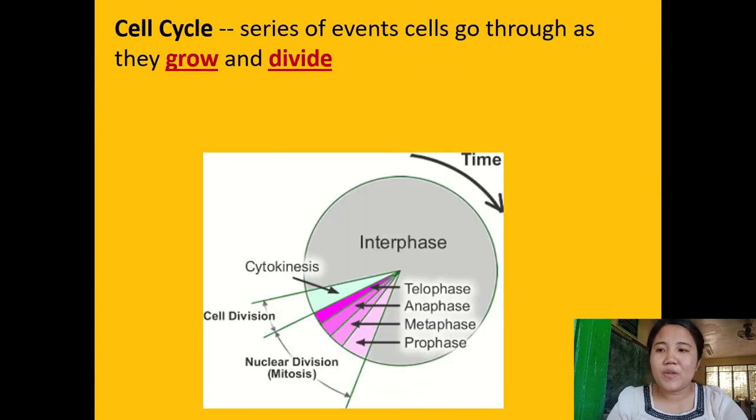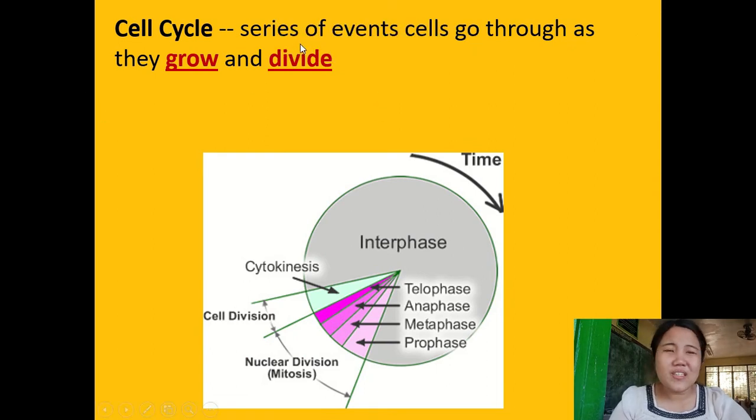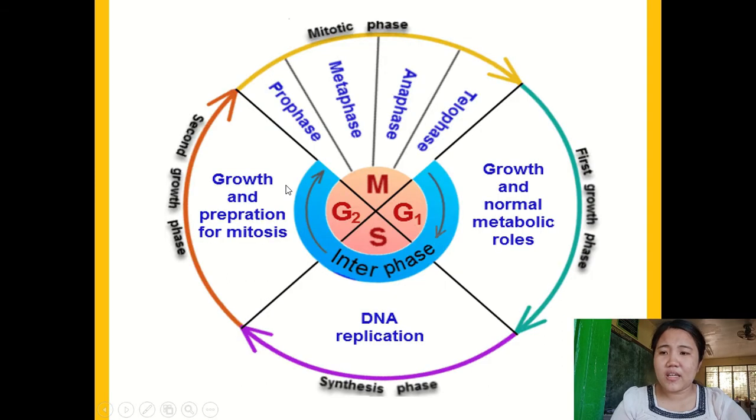Okay? So I have here a cell cycle. What is the cell cycle? A series of events cells go through as they grow and divide. I have here a picture which best describes the cell division. The cell grows, prepares for division, then divides into two daughter cells, each of which then begins the cell cycle again.